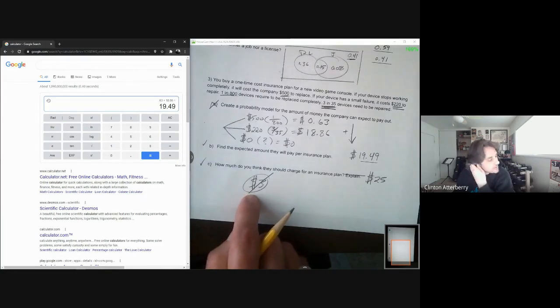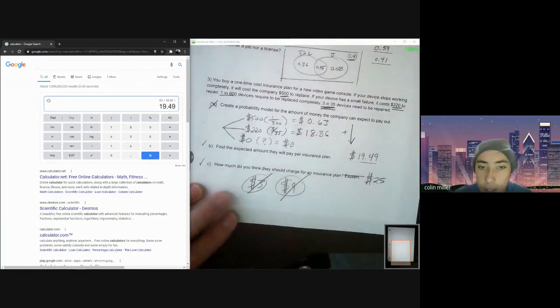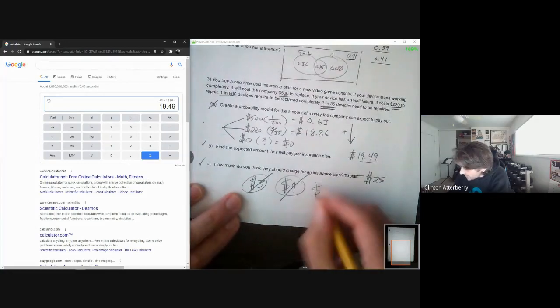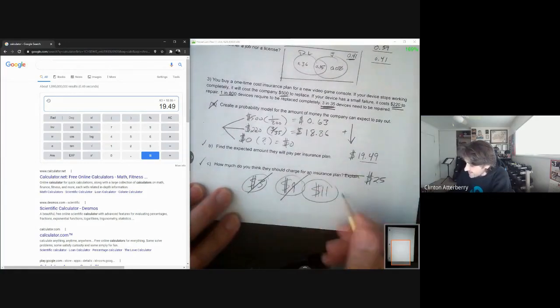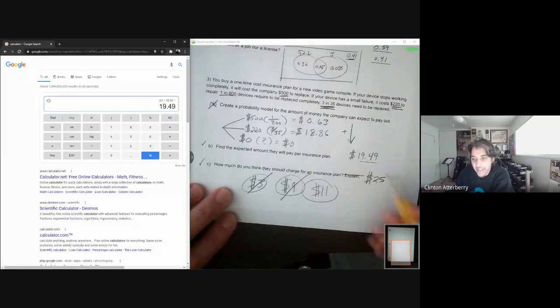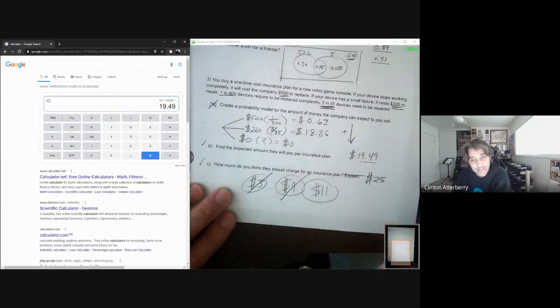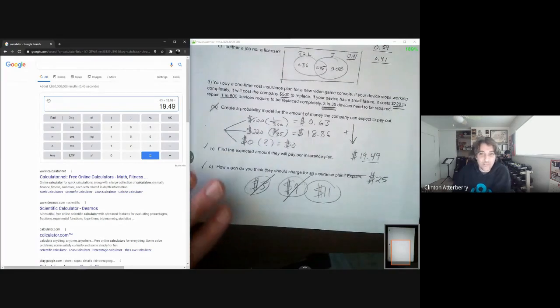So give me two more options. $9. Okay, and 11. Cool. So what do you notice? If it's going to cost them almost $20 to repair your stuff, on average per plan, and you charge a little bit more, they're actually making money. So not only are they making money off the consoles, they're making money off the insurance plans too. They're a business. They like money, right? It's Mr. Krabs here, okay?